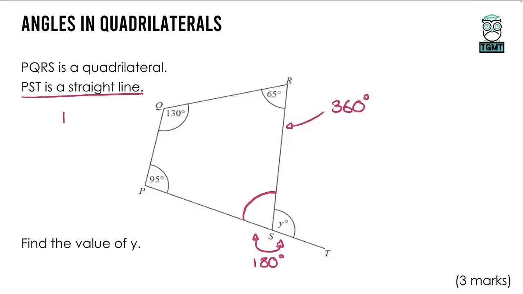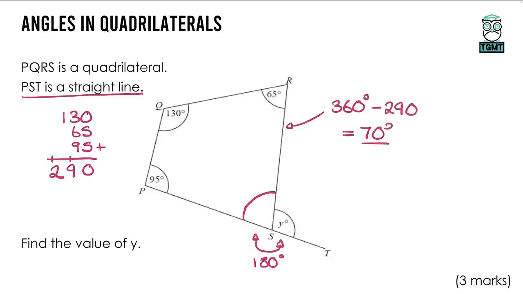If we add these numbers up then, we'll use column addition, 130, 65 and 95. Adding those together, 5 plus 5 is 10, 9 add 6 is 15, plus the 3 is 18, plus the 1 is 19, and then we have 1 plus the 1, 290. So for the 360 degrees, we want to take away 290, which leaves us with 70 degrees left over. So this missing angle is 70 degrees. We also have just identified the angles on the straight line equaling 180.